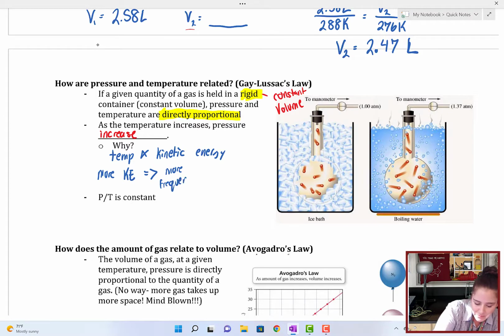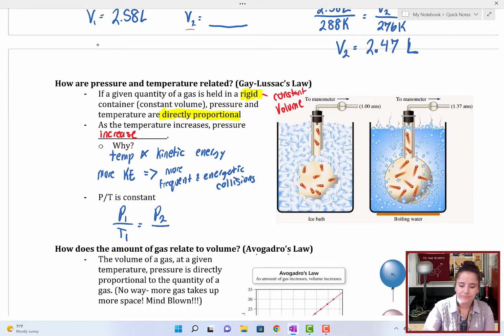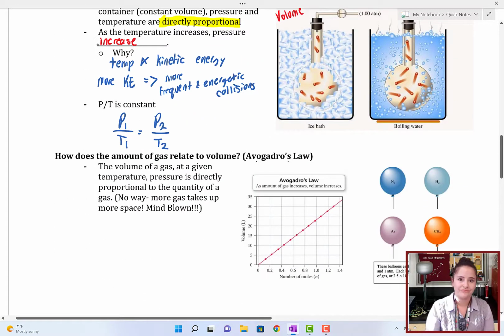And if you have more kinetic energy, you're going to have more frequent and energetic collisions. So higher pressure. In equation form, this one would be P1 over T1 equals P2 over T2.